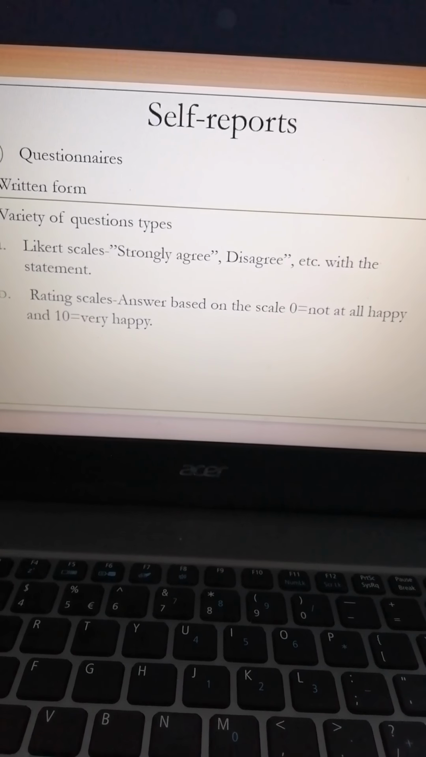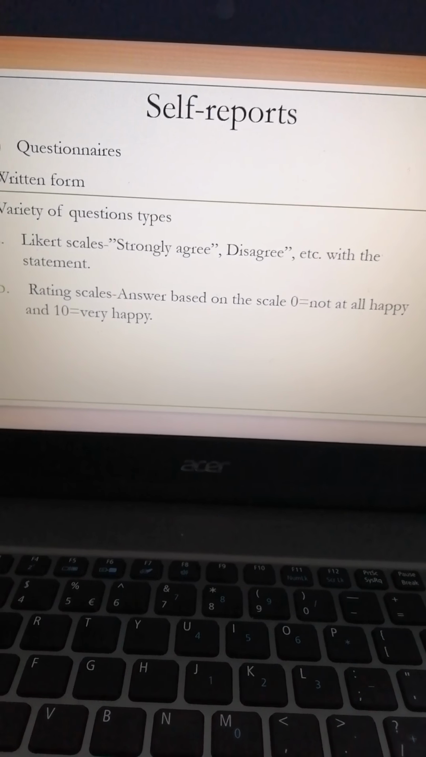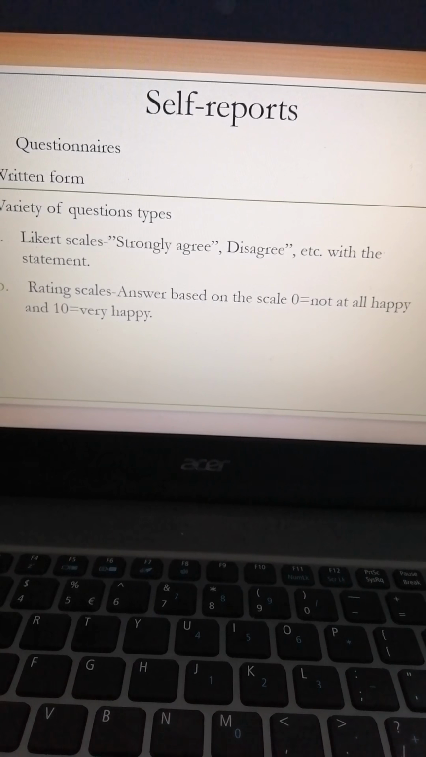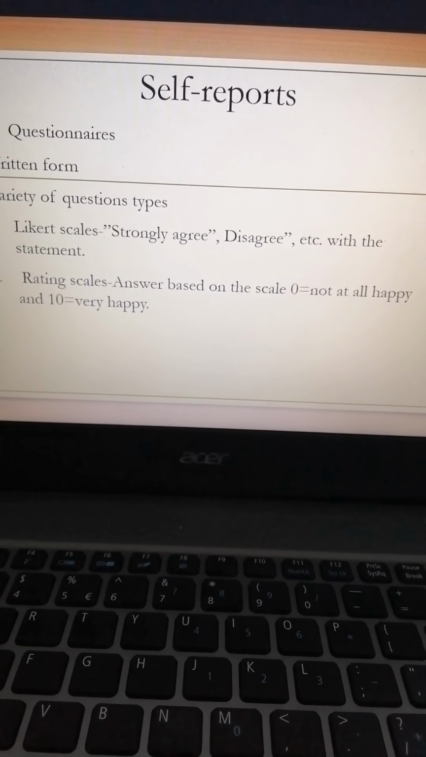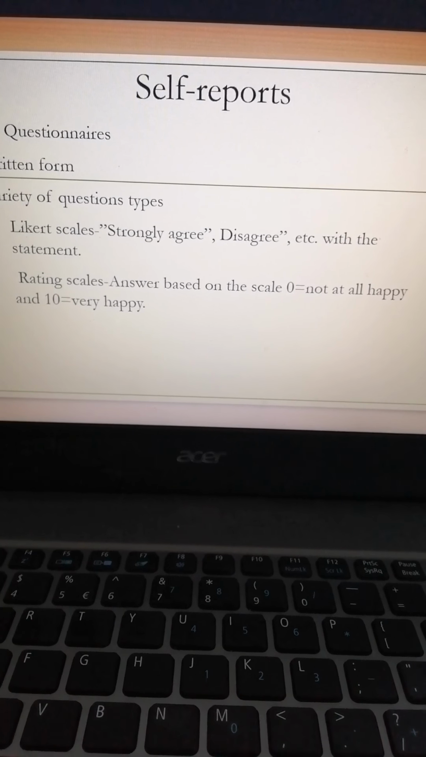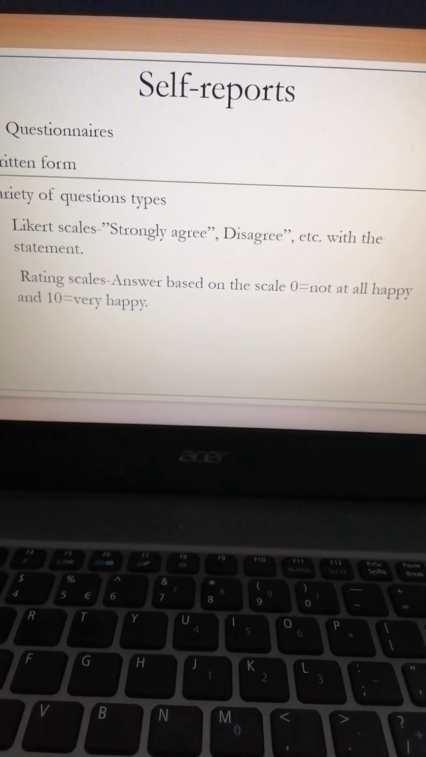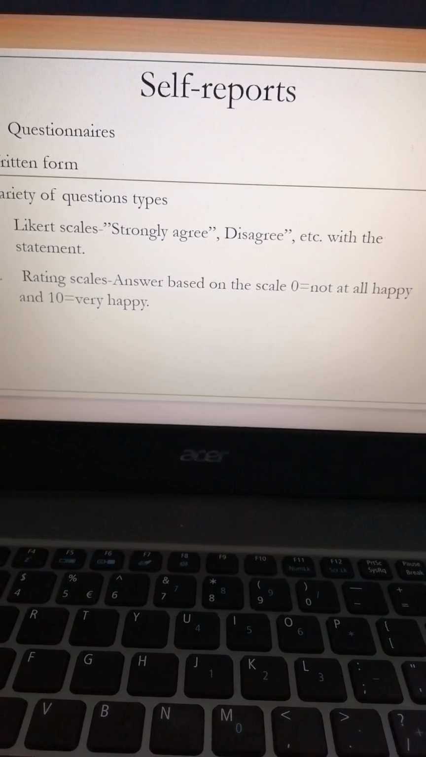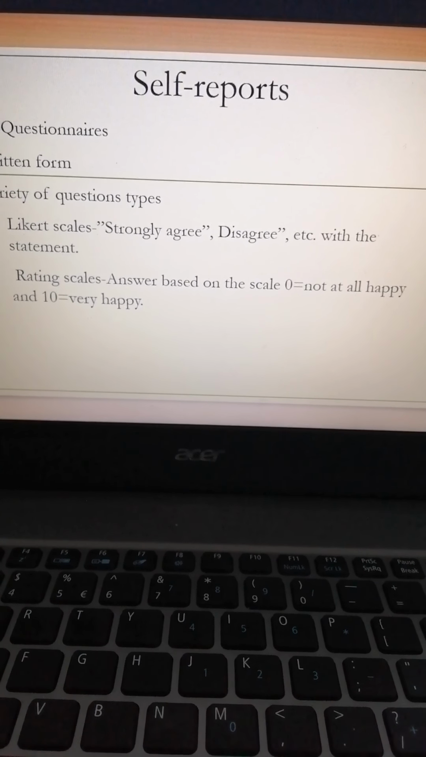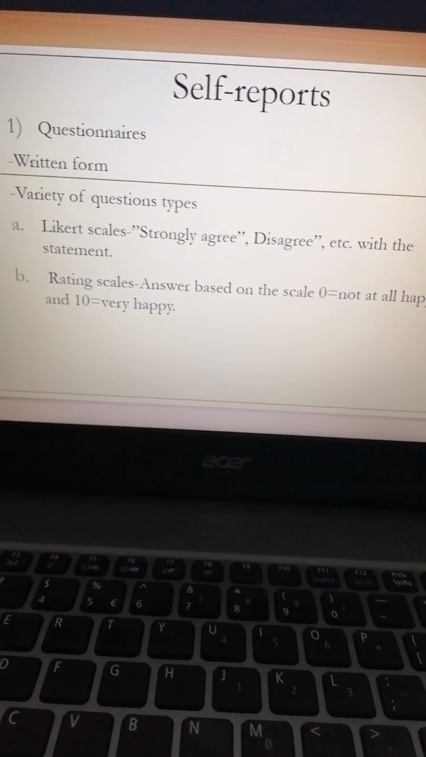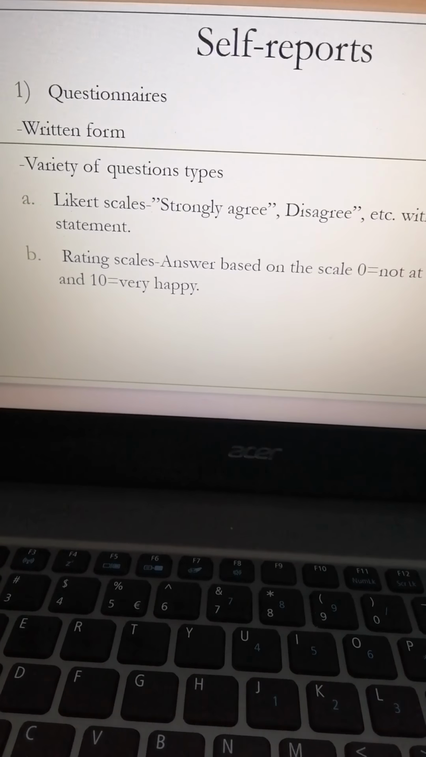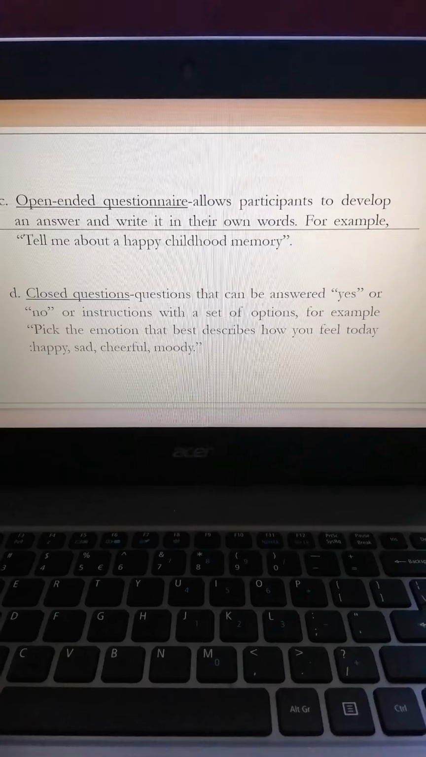And the second one is rating scales. For example, the participants will be given a question, how happy are you? If the participant is very happy, he will give 10 as the score. And if the participant is not happy, 0 will be the score. So this is like what it sounds, rating scales, it uses numbers.